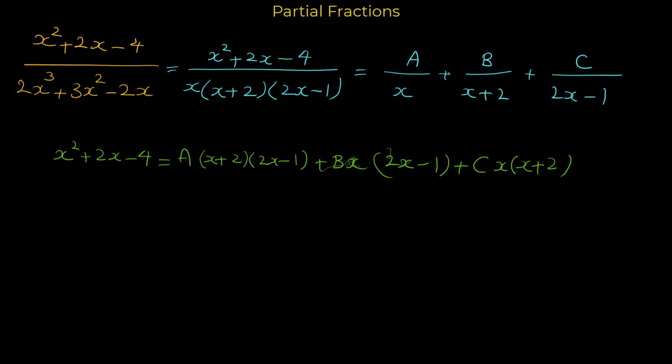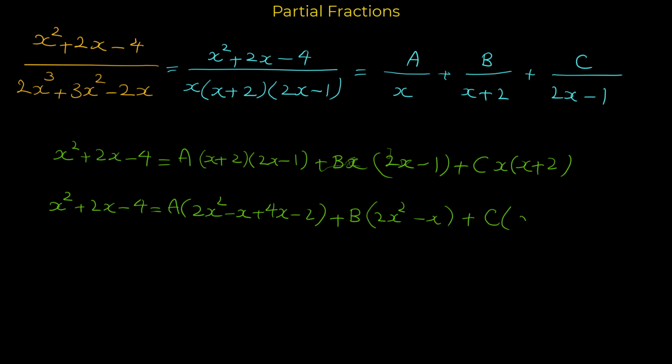If we multiply these two brackets, multiplying x in the bracket, and simplify, then we have x to the 2 plus 2x minus 4 equals a times 2x to the 2 minus x plus 4x minus 2. We have b bracket 2x to the 2 minus x, and then c bracket x to the 2 plus 2x. I will show you all the process of simplifying these.